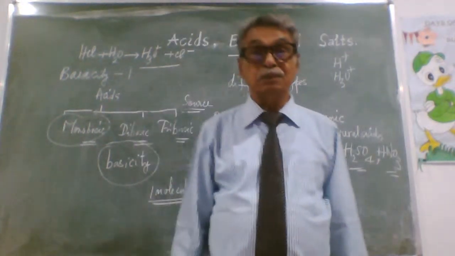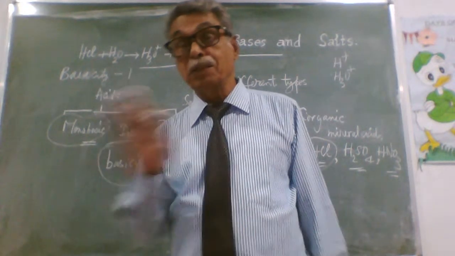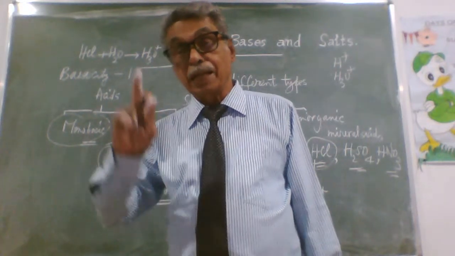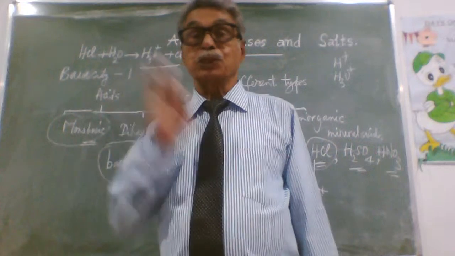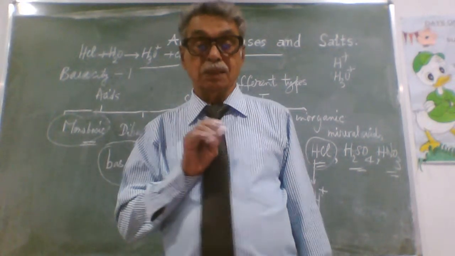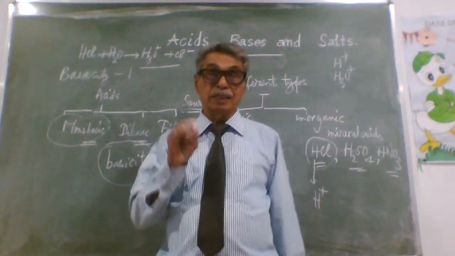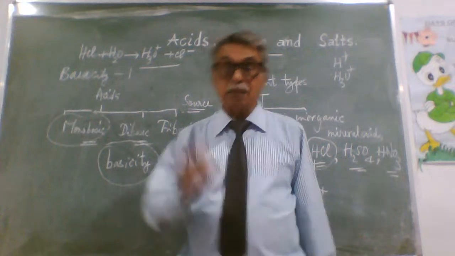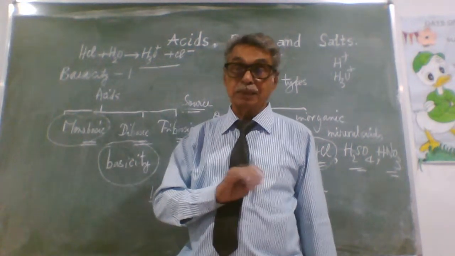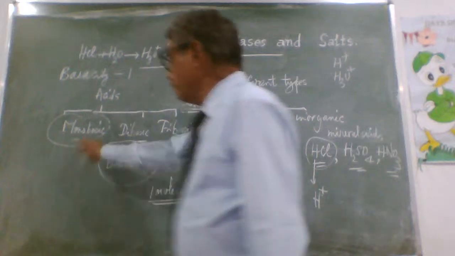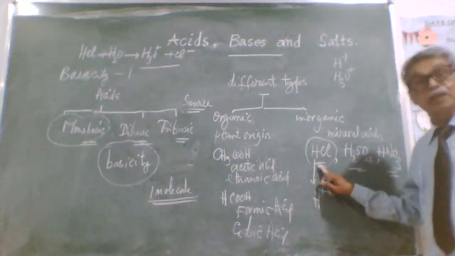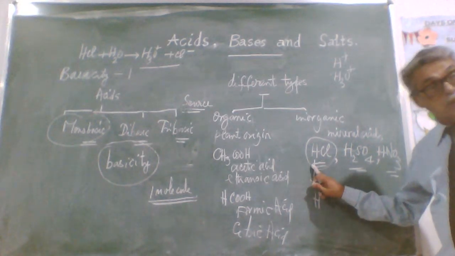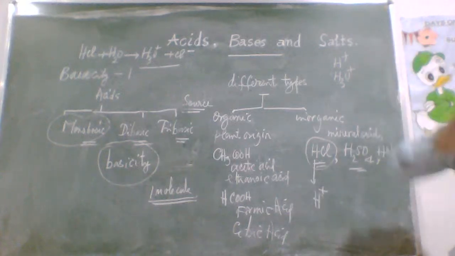Basicity of an acid is the number of hydronium ions one molecule of the acid can produce when dissolved in water. You get it? So we see now the basicity of hydrochloric acid is 1, because one molecule of hydrochloric acid can produce only one H3O plus, one hydronium ion.